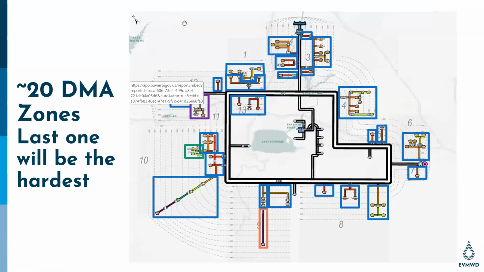The last one of the 20 will be what we call the loop zone, and that's about 20% of our customers, which are off of this black line that runs around the lake. In order to do that pressure zone, that DMA, we have to have all the other 19 completed first. And I don't even want to begin to see the math calculations that our IT department will have to do for that final DMA, but we're working towards that. We suspect by the time we work through all these other 19 DMAs, we'll be very ready for that last 20th one, which will be the hardest one, but definitely we're looking forward to seeing the end product on that.